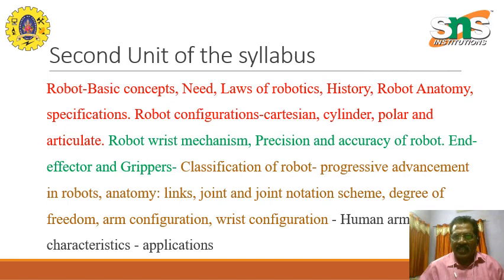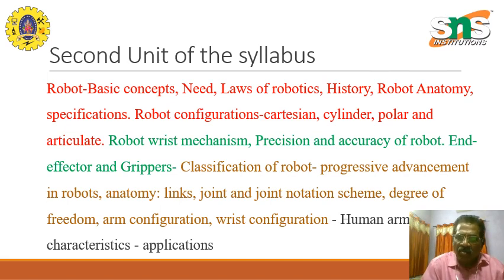That is given as a Cartesian coordinate robo, a cylindrical coordinate robo, a polar coordinate robo, and the articulate robo. We are also going to look at the robo's wrist mechanism, and the precision and accuracy of a robo. We are going to distinguish between the two and understand the difference between being precise and the accuracy of a robo. We are going to look at the wrist and the end effector, the part which holds and grasps. This is called the end effector, or is also called the gripper.